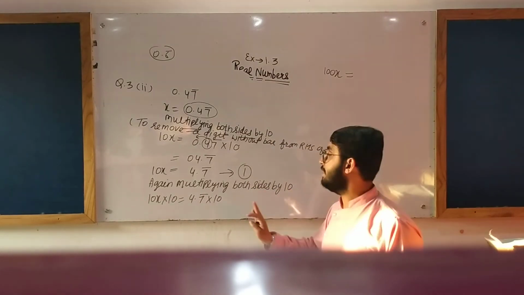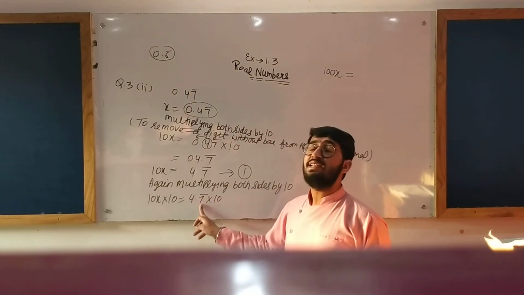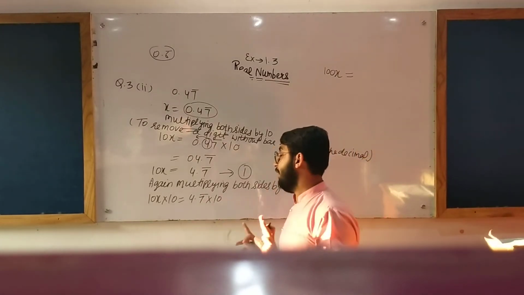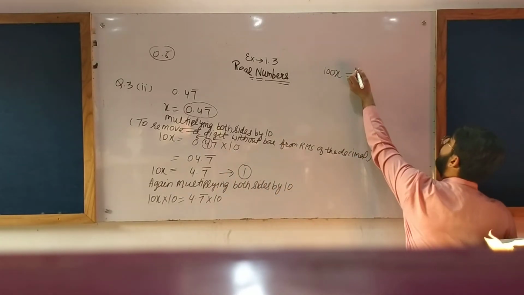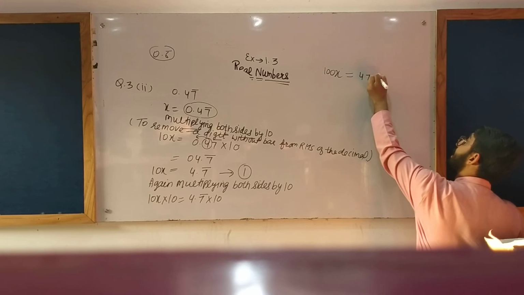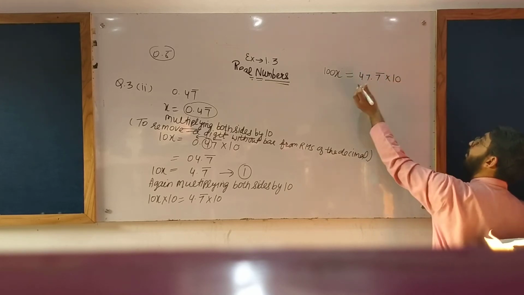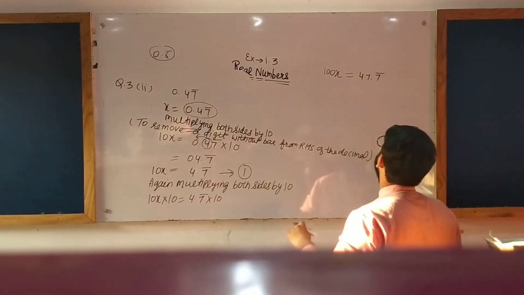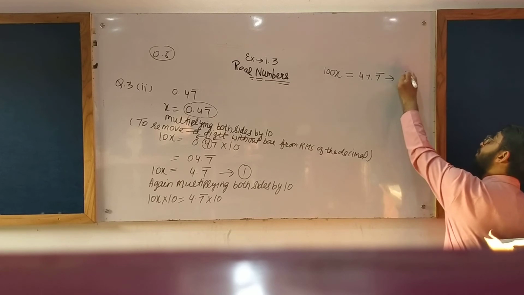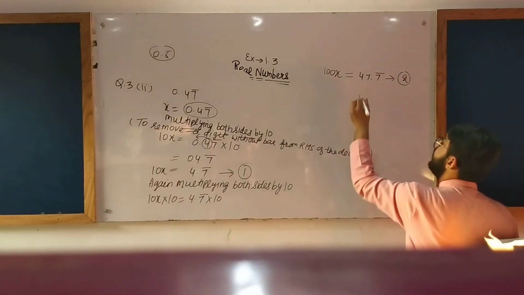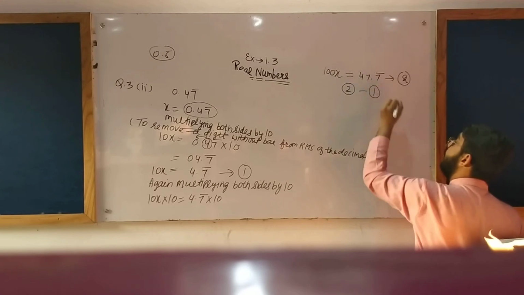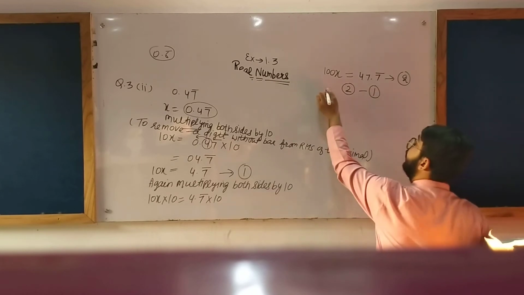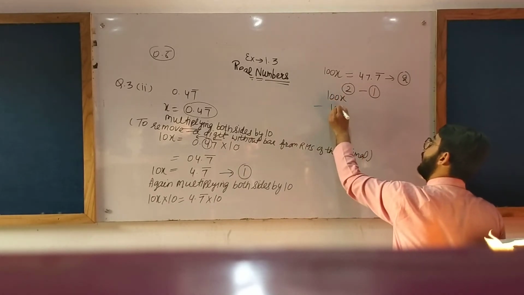Hope you have understood this. When you multiply 4.7 bar, the 7 is present infinite times, and only a single 7 shifts from right to left. So it will be 47.7 bar. We multiplied by 10 because one 7 shifted from right to left. Now give it equation number 2. Now again, equation 2 minus equation 1. From left we subtract left, from right we subtract right. 100x minus 10x.